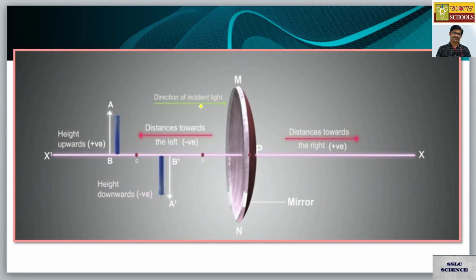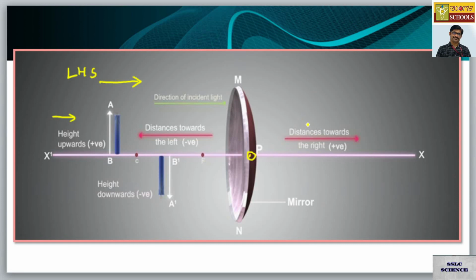The first convention suggests the object should be kept on the left hand side. It implies light should fall from the left hand side onto the mirror. So this is the first rule. And the second rule suggests all the distances which are parallel to the principal axis, parallel means like this, are measured from the pole of the mirror.